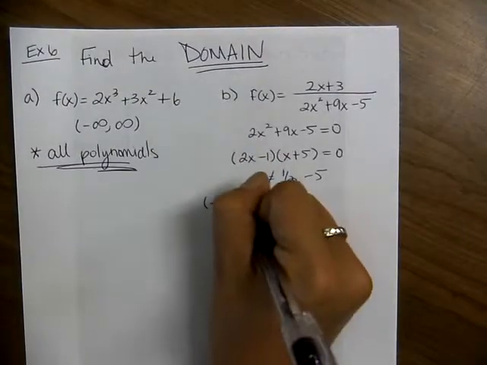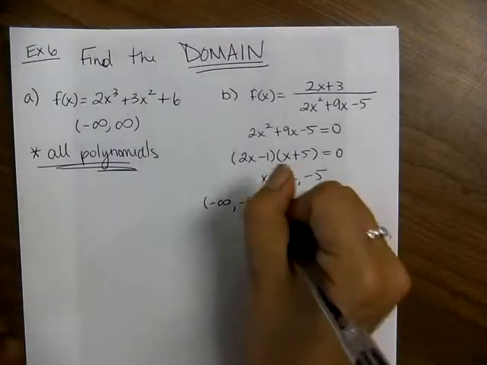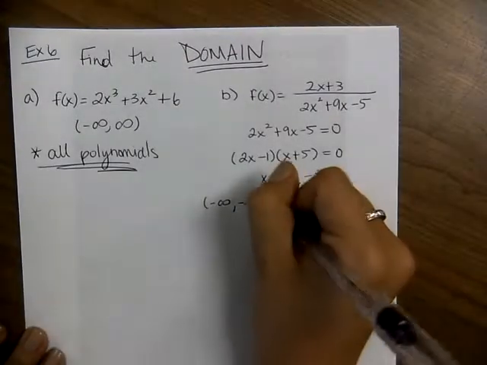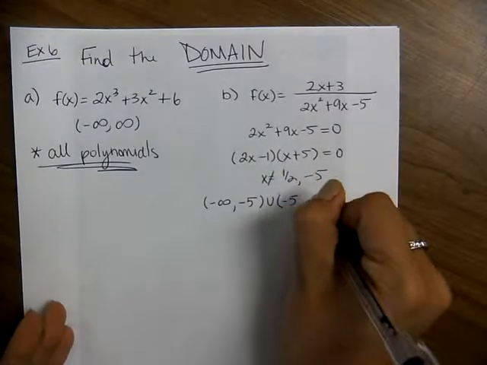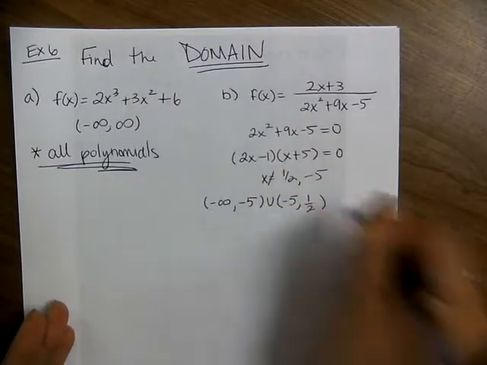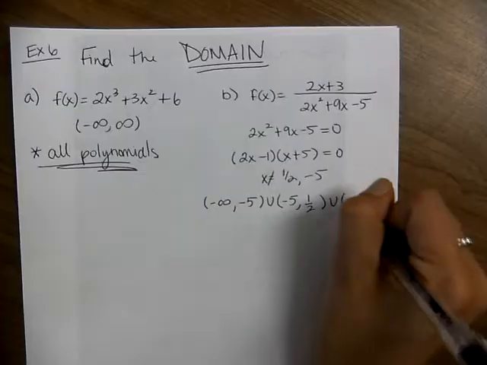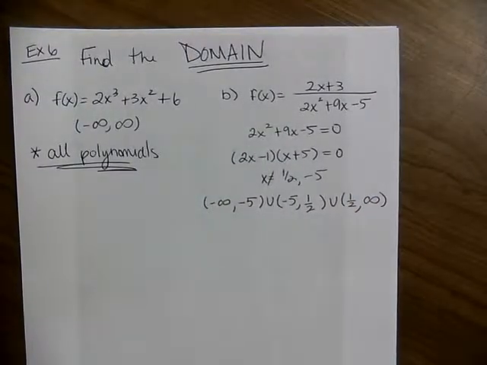Then I'm going to come to negative 5. But I'm not allowed to be negative 5, so I use a parenthesis. And this is where some of you went wrong. Then you went to 1/2. You can't go to 1/2 yet, right? They got to match. So now I'm telling the reader, okay, you just can't be negative 5, but you could be everything between negative 5 and 1/2, right? All of those values are going to work. Then you're going to jump over that 1/2 again and go all the way to positive infinity.